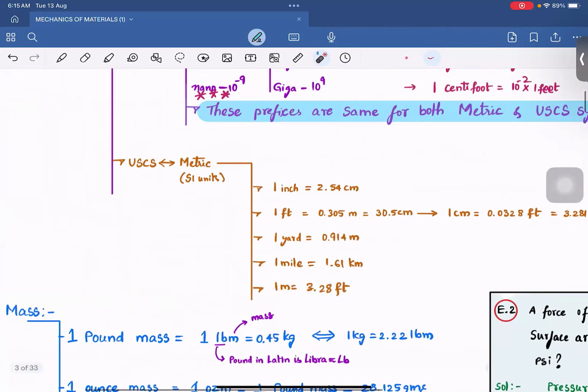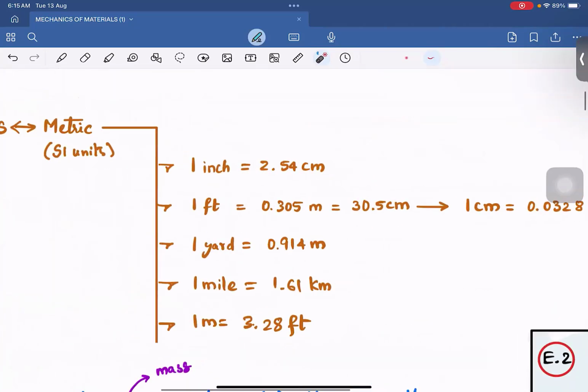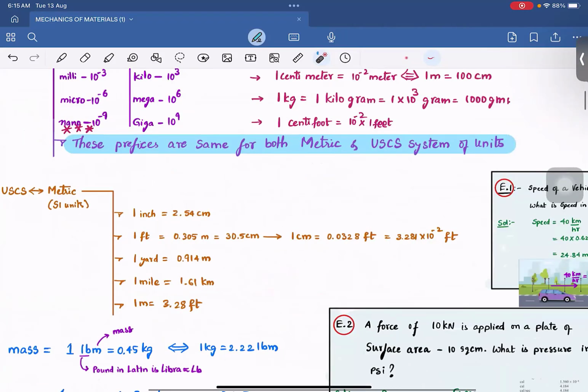And in India we use kilometer. Some town is around 100 kilometers from Hyderabad. But in the US, you might have already seen that they use the term miles, and 1 mile is equivalent to 1.61 kilometer, and 1 meter is equal to 3.28 feet. These are the different US versus SI unit conversions. These are the basic things. By this, we can complete the MOM FE exam.